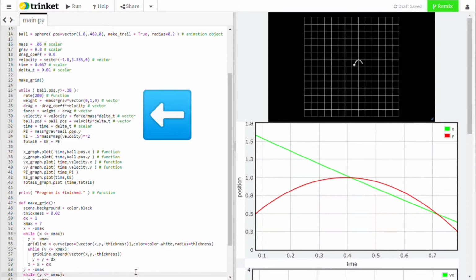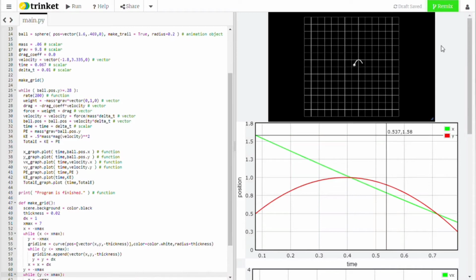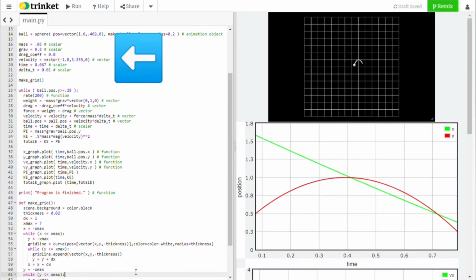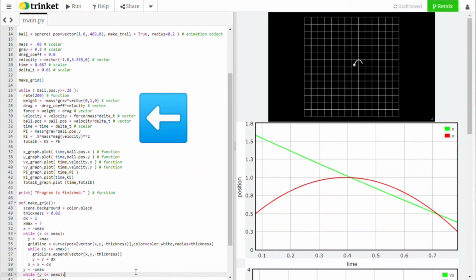Force is the weight plus the drag, so it's just the weight. And velocity is being updated by the acceleration, that force divided by mass. And the time is being updated by that delta t, which is 0.01 seconds. Oh yeah, and the velocity that's being updated is up here at the top, where it's negative 1.8 and 3.335. Those are the x and y initial velocities, and where it says velocity in the while loop, that's where it's being updated by the acceleration.